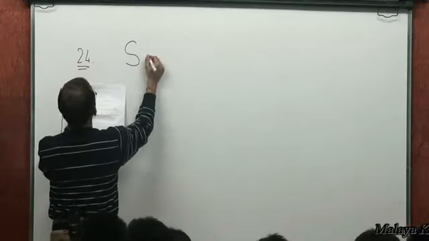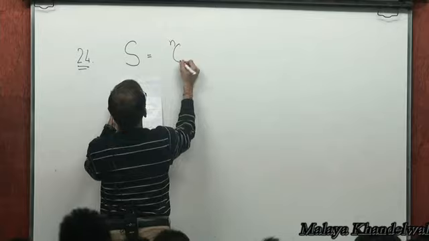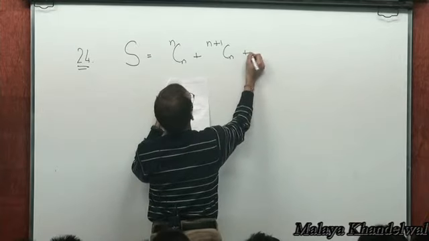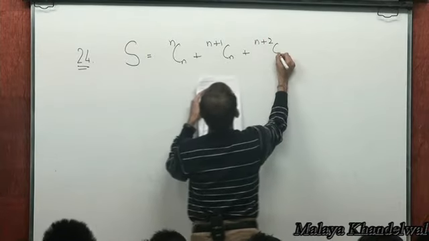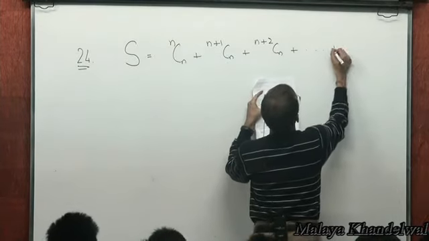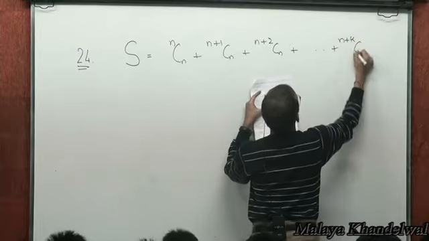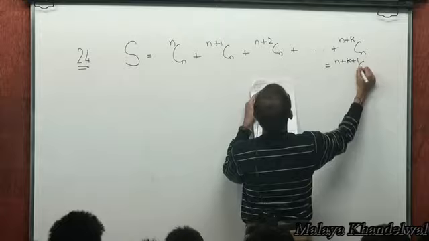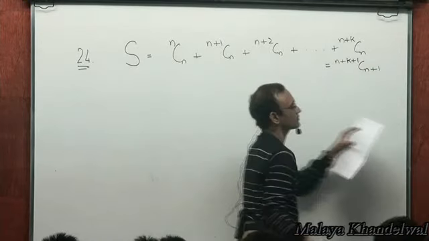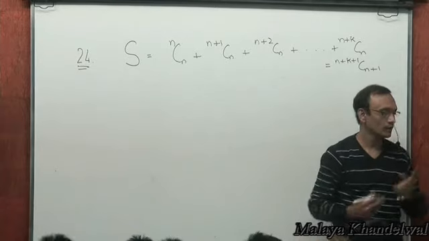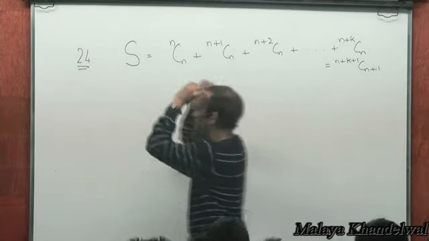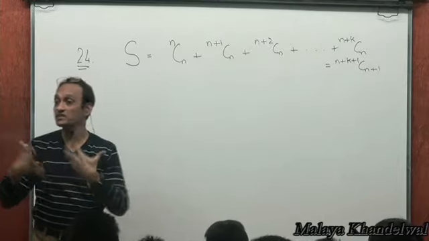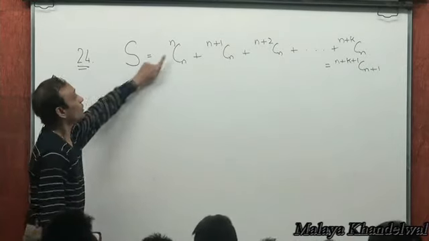The sum S is like NCN, n plus 1 Cn, n plus 2 Cn, up to n plus kCn. We want to show it is n plus k plus 1 Cn plus 1. Right? Again, we will deploy the same technique here. Same technique.